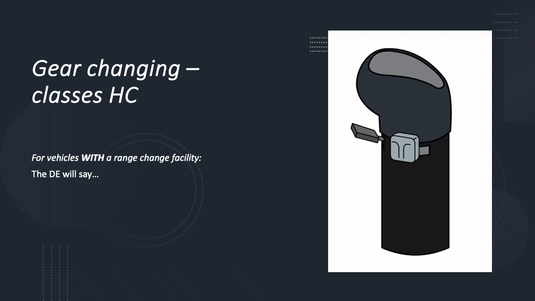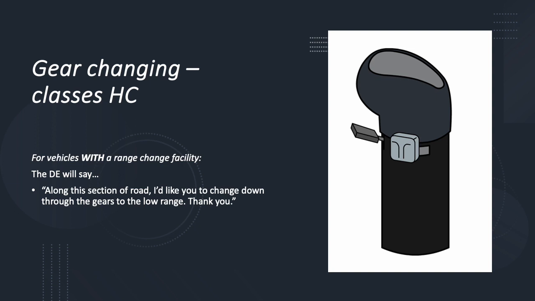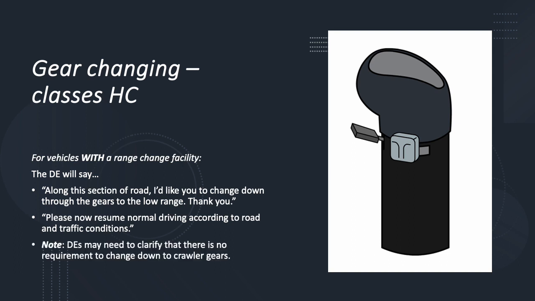For vehicles with a range change facility, the DE will say, along this section of road, I'd like you to change down through the gears to the low range. Thank you. Please now resume normal driving according to the road and traffic conditions. DEs may need to clarify that there is no requirement to change down to crawler gears.